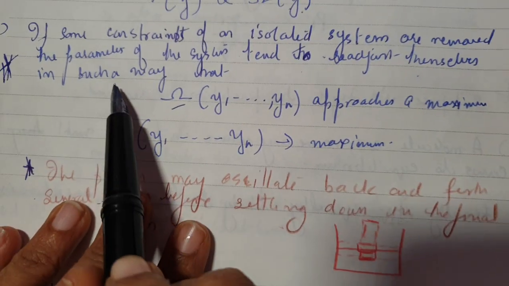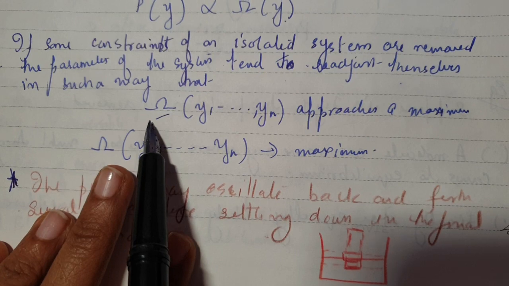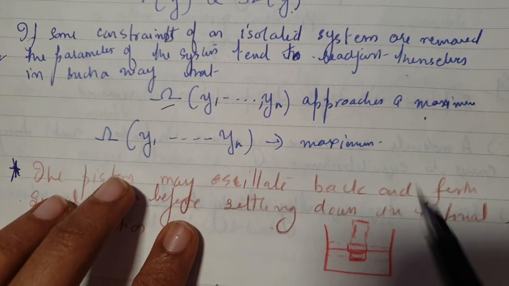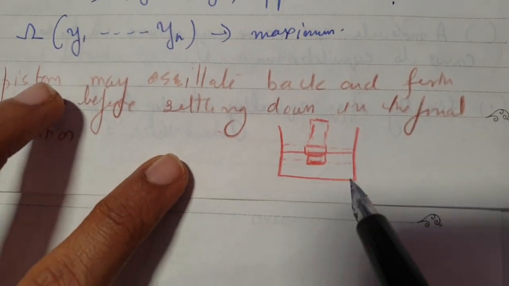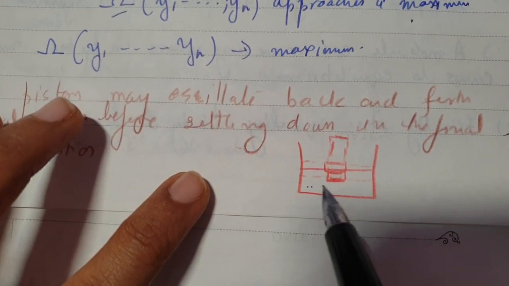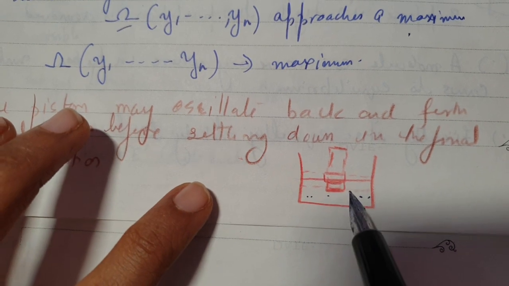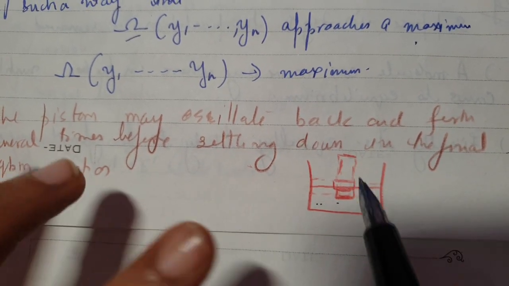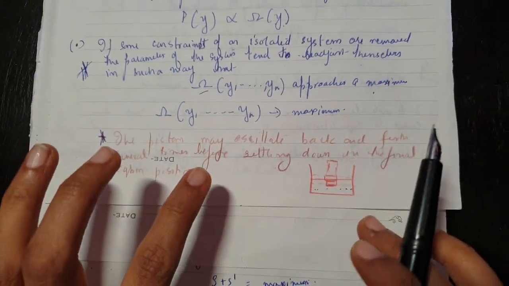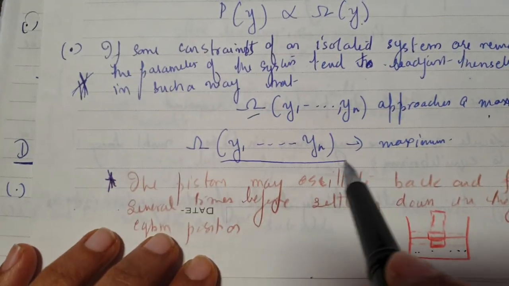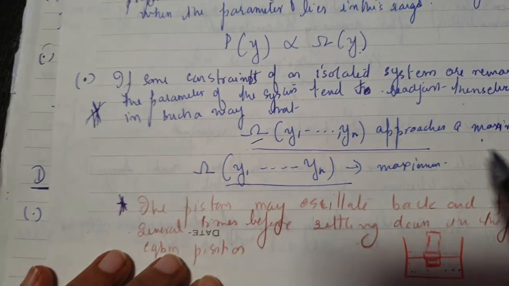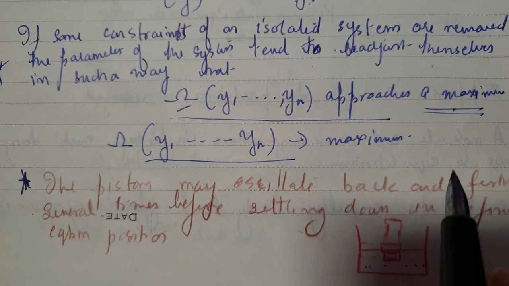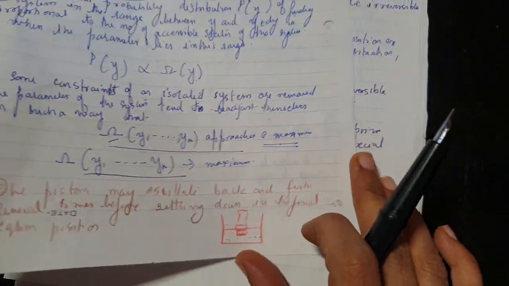It adjusts itself in such a way that the number of accessible states approaches a maximum. So the number of accessible states of the gas inside, when it reaches a maximum, that is when the piston settles down or the system comes to equilibrium. So this is your equilibrium condition. This is the most important thing: the number of accessible states has to reach a maximum point, then the system comes to an equilibrium. Okay, so this is your equilibrium condition.